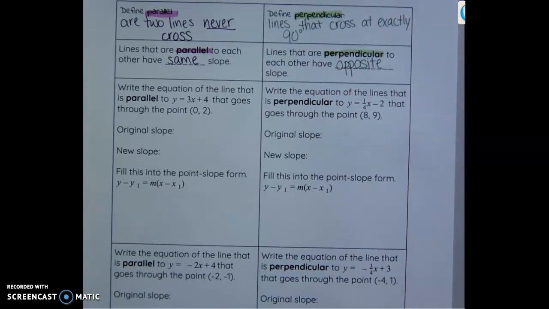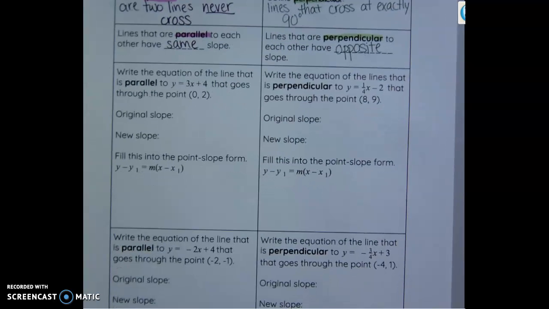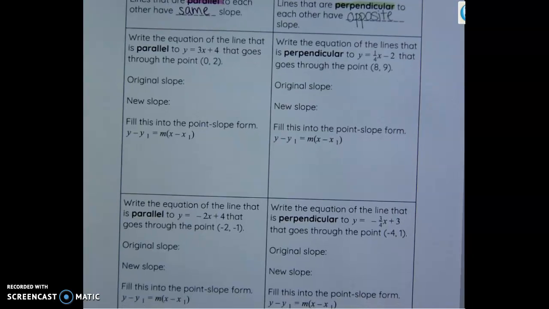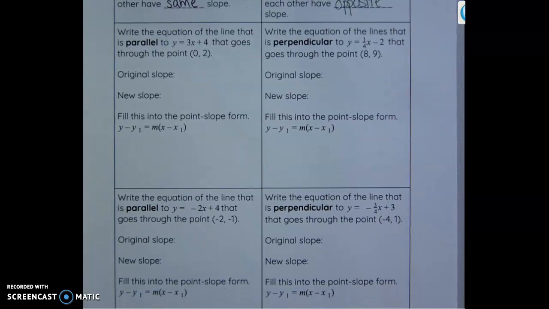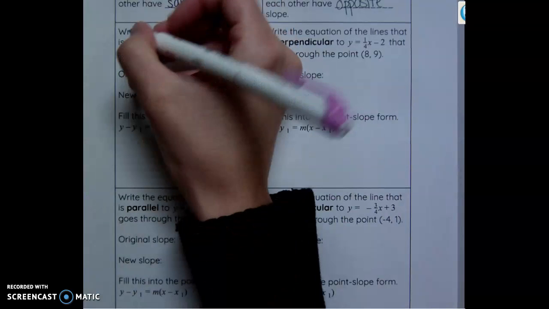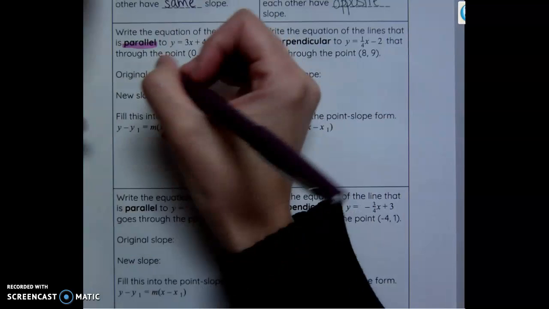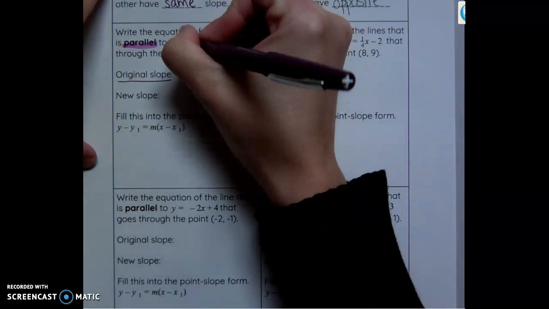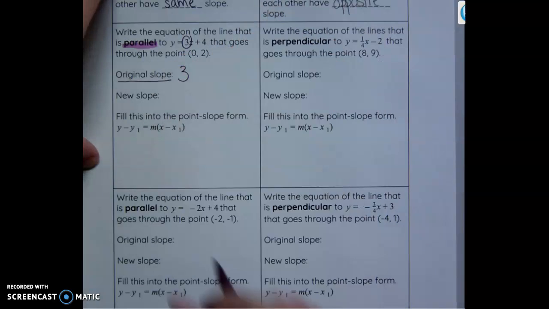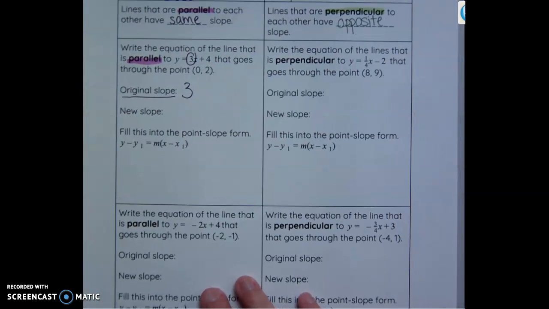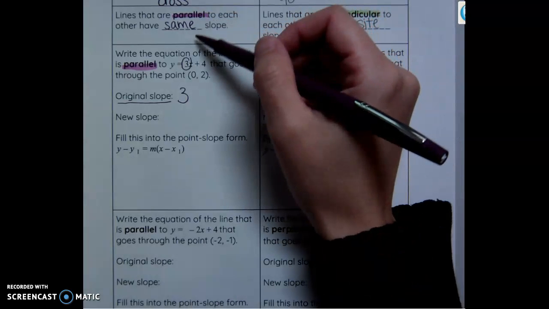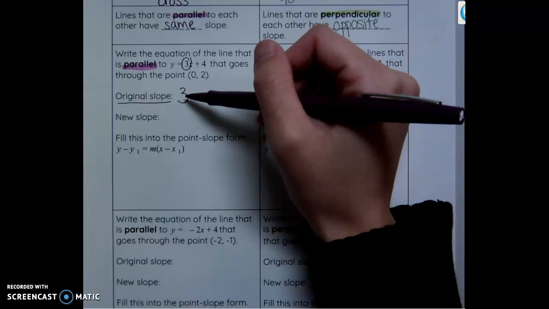Ms. Smith, how can you have an opposite slope? I will show you. Okay, let's do some parallel ones first. We're going to write the equation of the line that is parallel to y equals 3x plus 4, and it goes to the point (0, 2). Alright, parallel. Purple. What is the original slope? Okay, original slope is the one in the problem. Okay, my original slope is 3. Now, parallel lines have the same slope. So my new slope is still going to be 3.